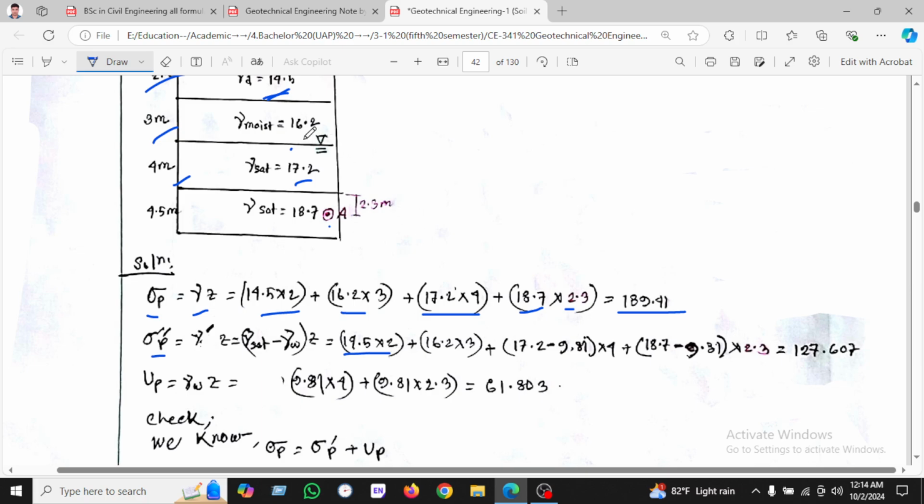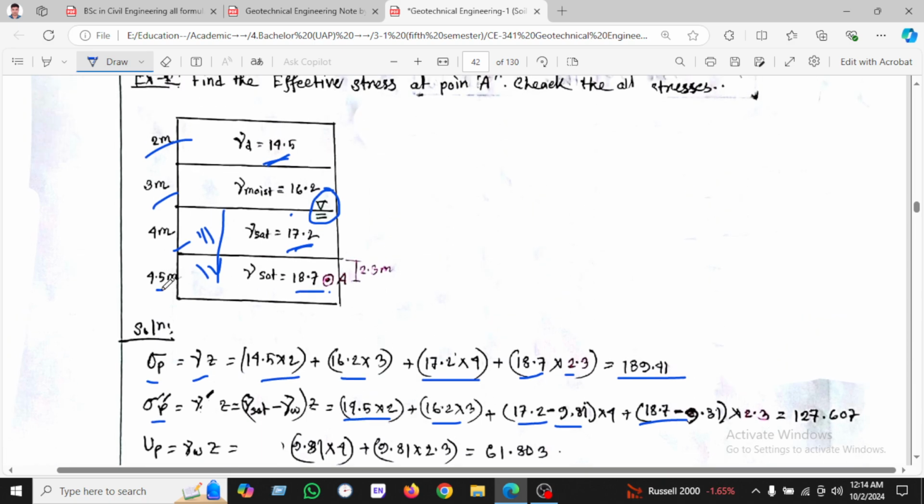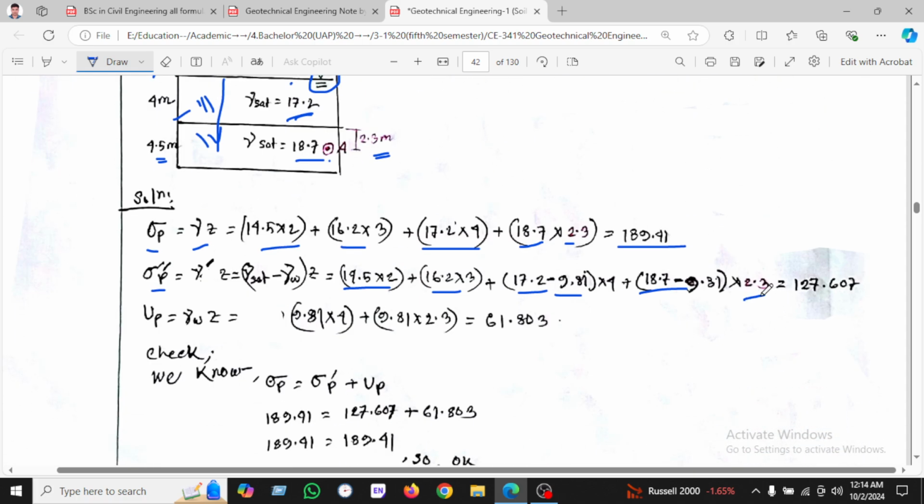14.5 into 2 and 16.2 into 3, and then the second, third and fourth layers are below the water level. That's why we will deduct the unit weight of water. We have 17.2 and deduct the 9.81, which is the unit weight of water. And then the fourth layer is 18.7 minus 9.81, but we will calculate up to this point. This point is located at 2.3, as given in the question. That's why we multiply by 2.3 and found 27.607.